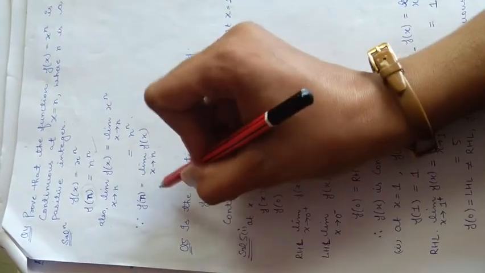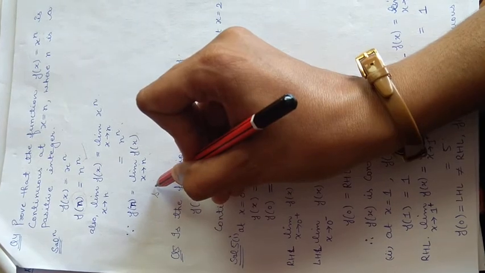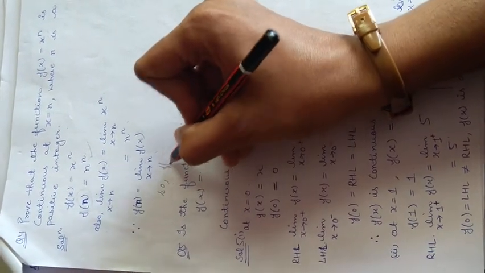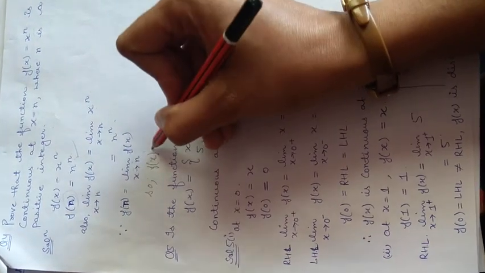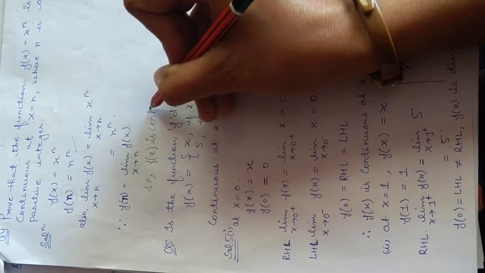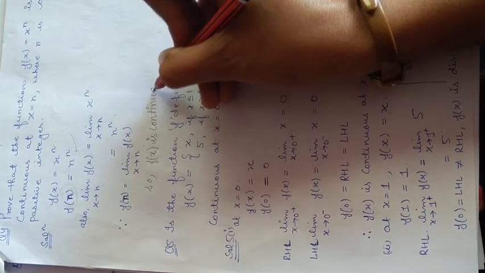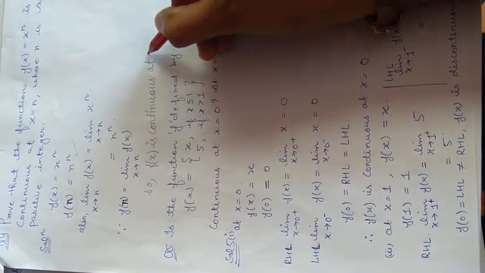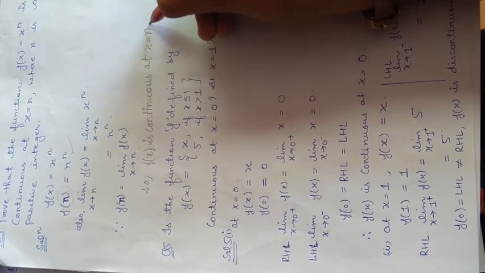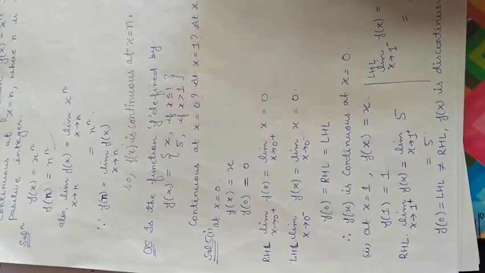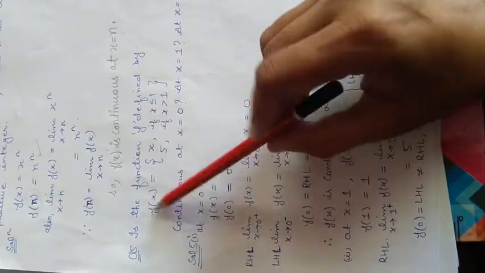So what can I write? So this function f(x) is continuous at x is equal to n. Now we will be moving to the next question, that is question number 5.